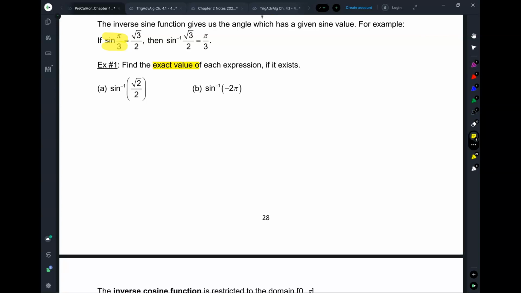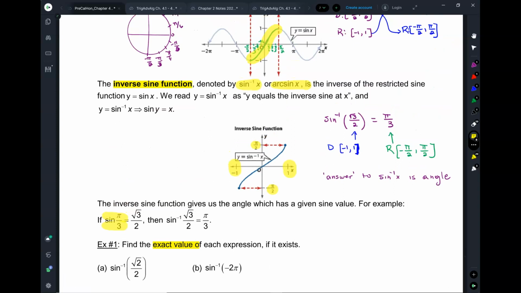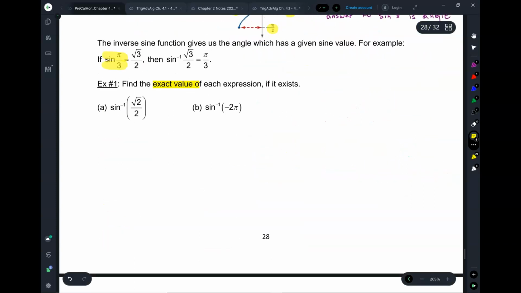Okay, now find the exact value of each expression. The answers to these are the angles. Now remember, our domain is restricted from -1 to 1, our range from negative pi over 2 to pi over 2. I'm just going to draw that here again. This is going to be your friend. You just have to know it.